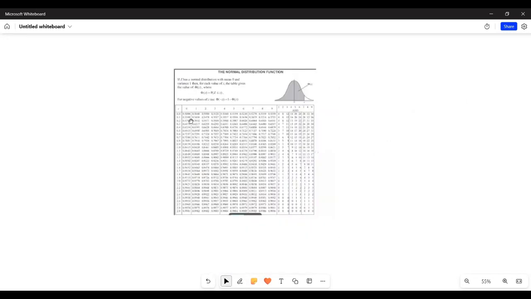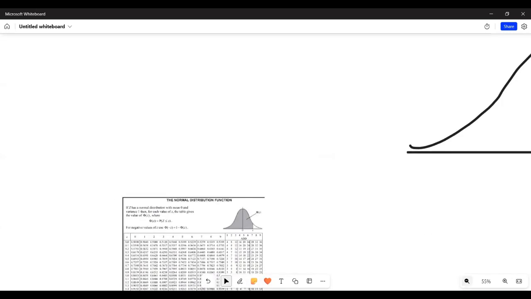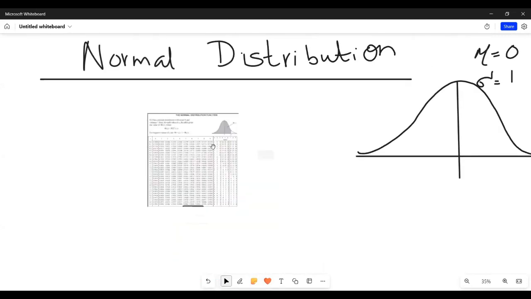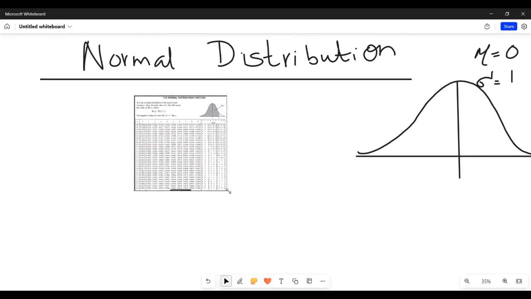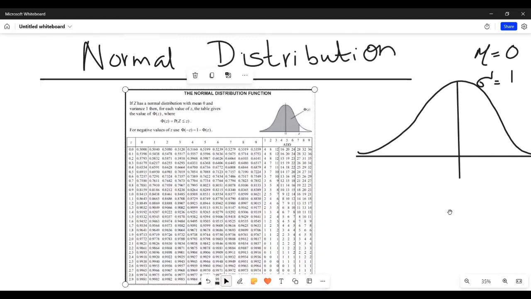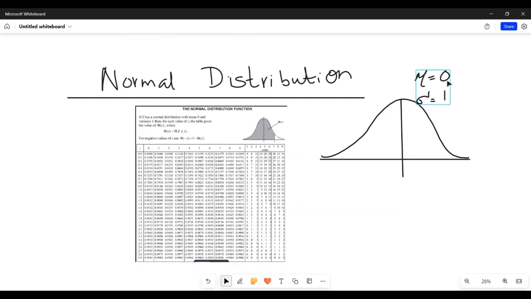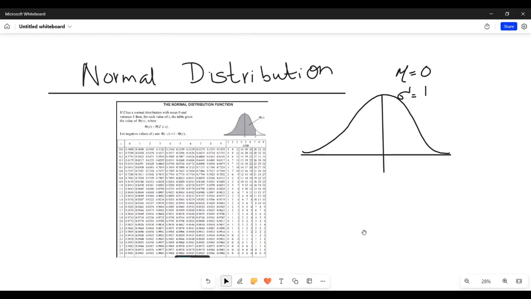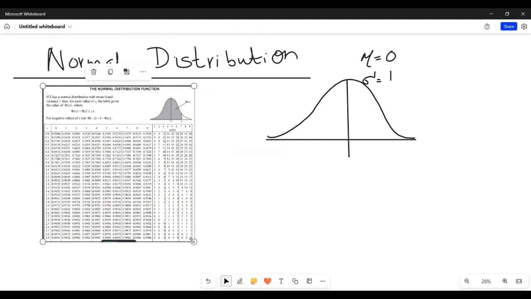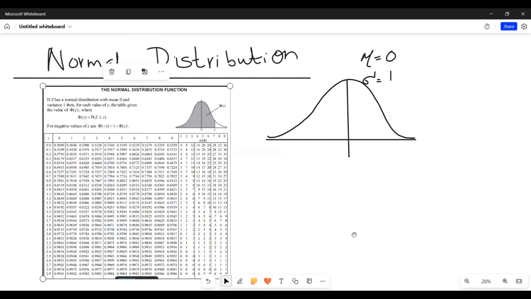Here's the normal distribution table. So we can only read values from the table if the mean of the distribution is 0 and standard deviation of the distribution is 1. Let's do a couple of examples. Just to revise, how would we read values or how would we find probabilities using the table?